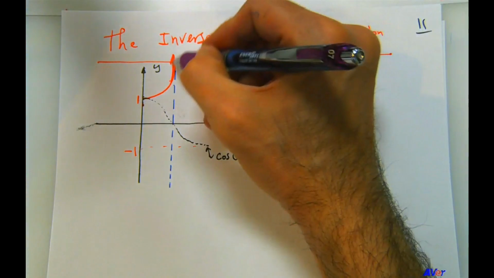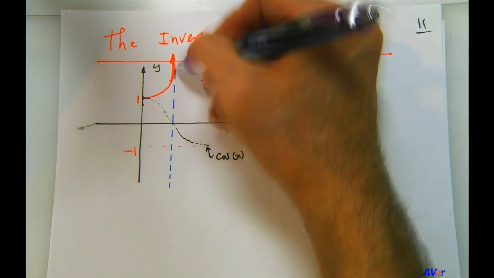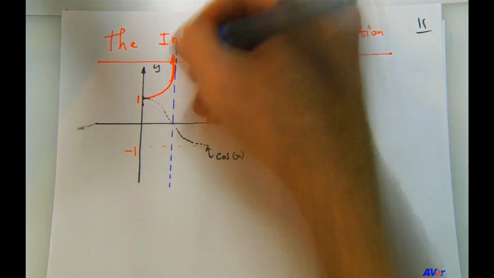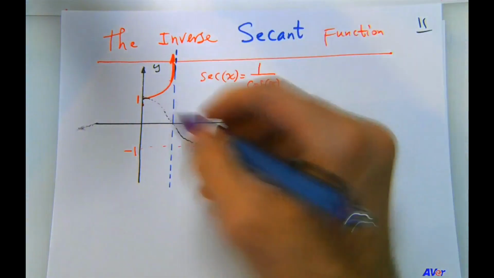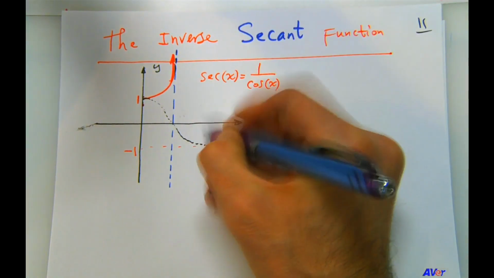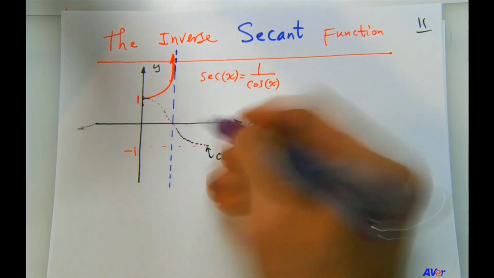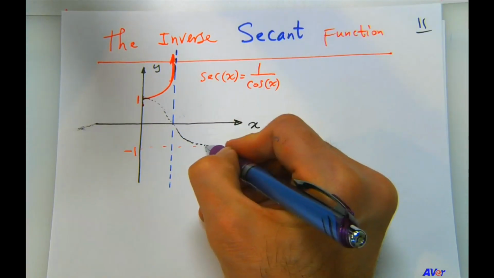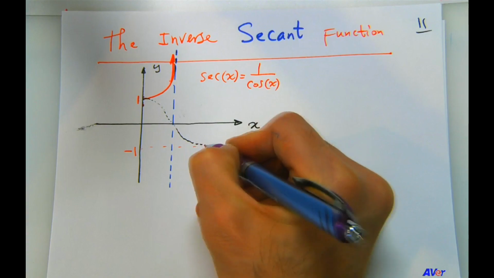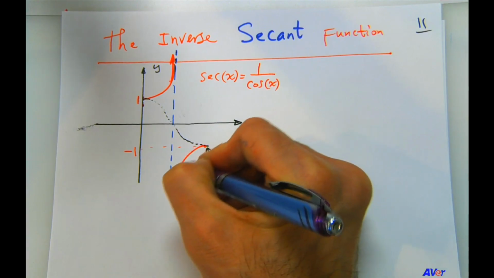So my arrow touched the dash, it shouldn't. So let me just draw it like that. So that's one piece. The other piece is going to do like that. You can touch this, but not the vertical asymptote. So the other one was like that.